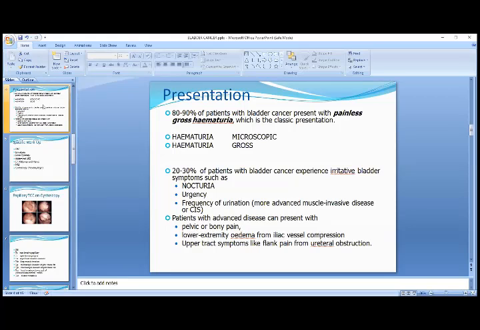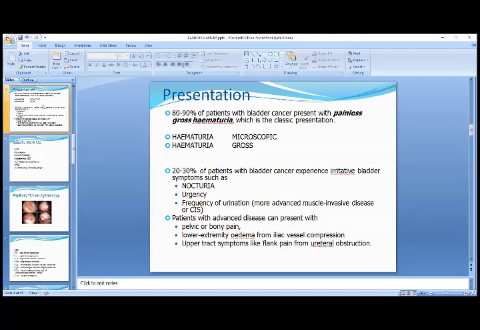20 to 30% of patients with bladder cancer experience irritative bladder symptoms such as nocturia, urgency, and frequency of urination. Nocturia is the frequency of micturition at night time, and urgency means extreme urge to void. Whenever the patient feels the desire to micturate, he or she will have to rush to the washroom, otherwise he or she may leak urine. So this is called urgency. Extreme unstoppable urge to urinate is called urgency.